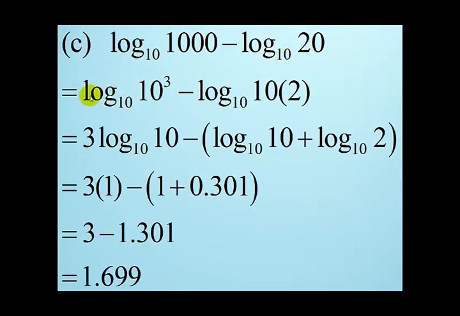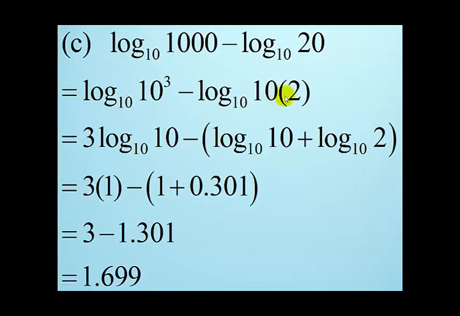Now C, log 1000 to the base 10 minus log 20 to the base 10. 1000 can be expressed as 10 raised to the power 3, and 20 can be expressed as 10 times 2. Now, according to the third law, the exponent 3 can take its position before the logarithm. And so log 10 raised to the power 3 can be expressed as 3 log 10 to the base 10 minus, now let's simplify what's in the bracket.